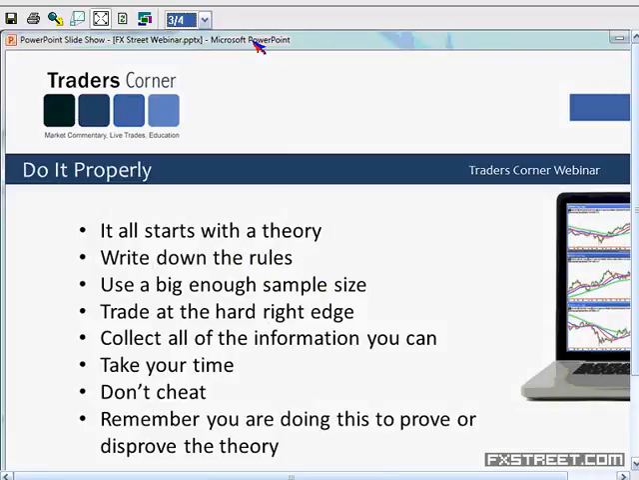Okay, so you use a big enough sample size, you trade at the hard right edge, and you collect all of the information that you possibly can about the trade. And I'll show you some of the spreadsheets that we use in a second. We'll come back to that. Take your time. There's no first places, no prizes for the first person to trade the markets tomorrow morning.